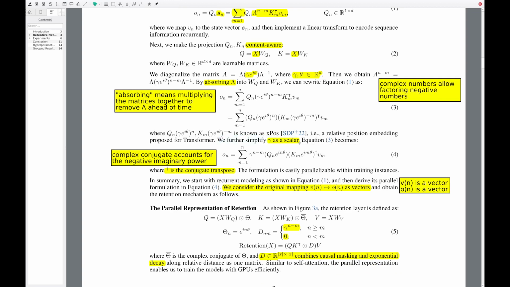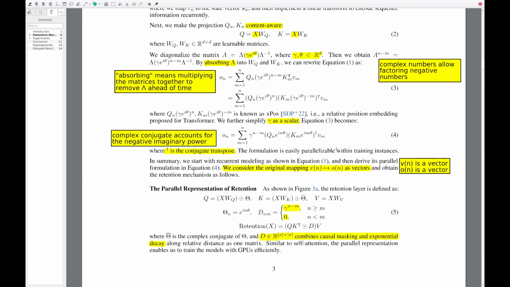So this is just a choice they make to have it just be a scalar, and it simplifies it a little further. Here, they turn this negative power into a complex conjugate, and they combine that with the transpose to get the conjugate transpose. And there's this formula here that they'll use later.